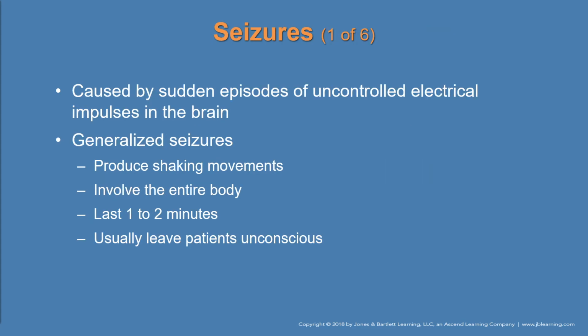Seizures are caused by sudden episodes of uncontrolled electrical impulses in the brain. Sometimes there are other causes of seizures, but generalized seizures produce these shaking movements and involve the entire body. Seizures can last maybe 1 to 2 minutes, although sometimes they can continue for more than 2, 5, maybe even 10 minutes. Patients are usually unconscious during these generalized seizures and don't generally remember the seizures afterwards.